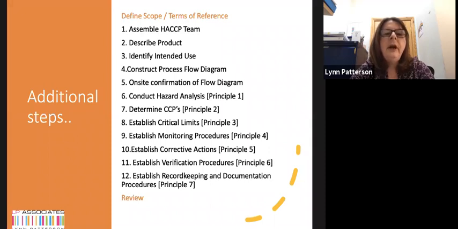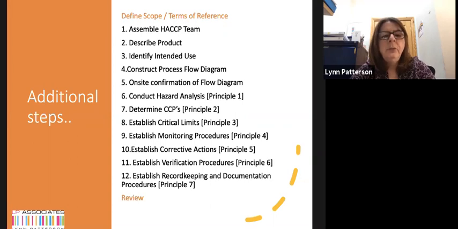You may need to define your scope and terms of reference in order to be able to identify who should be on your team, or perhaps you need your team to be able to define your scope and terms of reference. So they happen fairly simultaneously. So it will be very dependent on yourself at what point you do that.